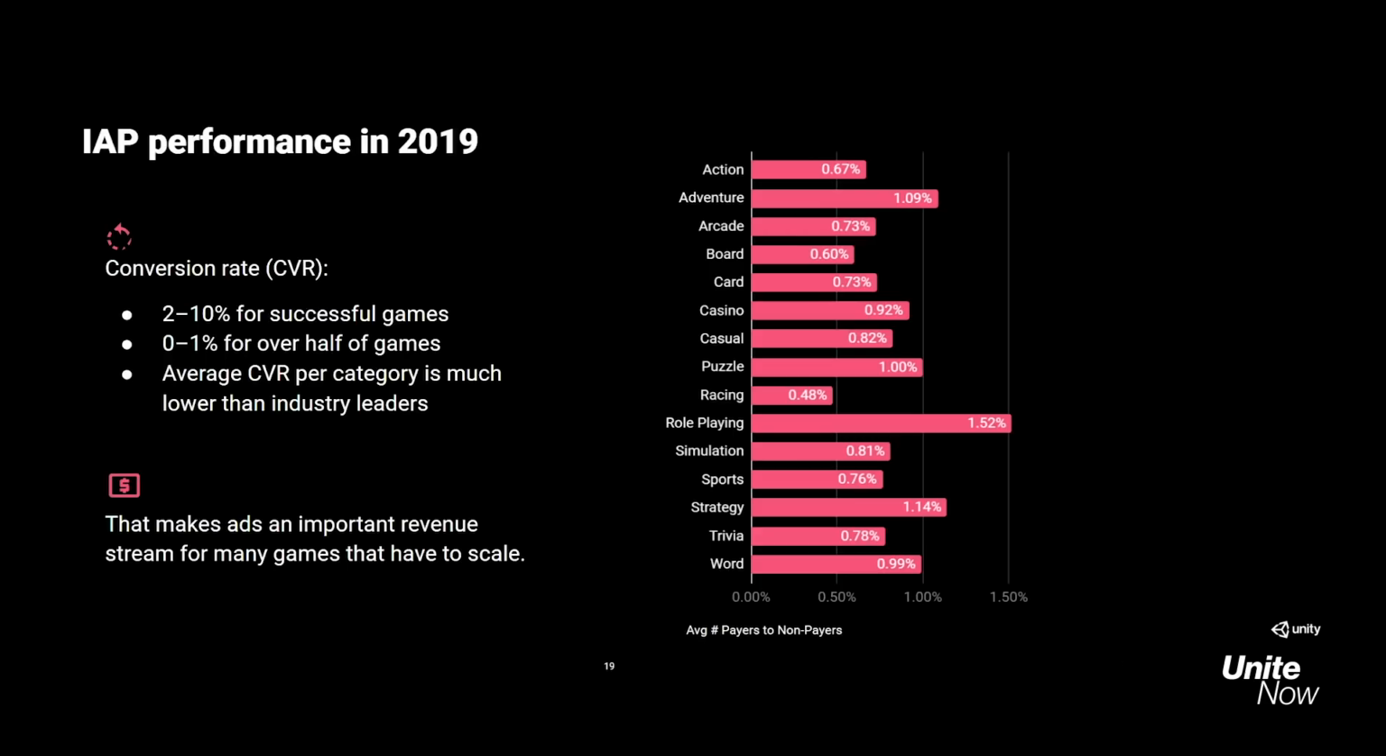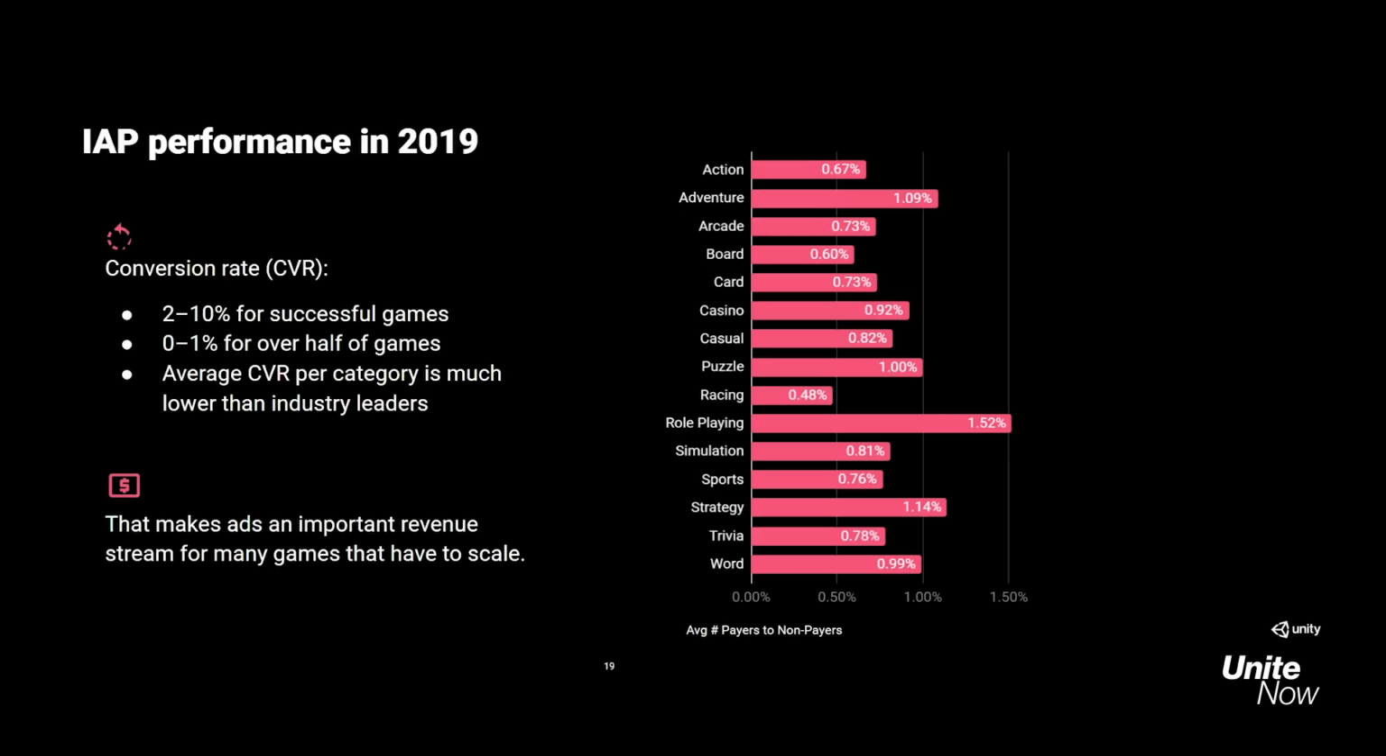However, more than half of the games on the App Store have a 0 to 1% conversion rate. This means that average conversion rate per category is actually quite low, as you can see on this chart over here. There are certain outliers like role playing games and strategy games that stand out as categories that are home to more mid core games that encourage both in-app purchase spending and engagement. However, even these categories have low overall averages, with role playing games at 1.52% and strategy games at 1.14%.